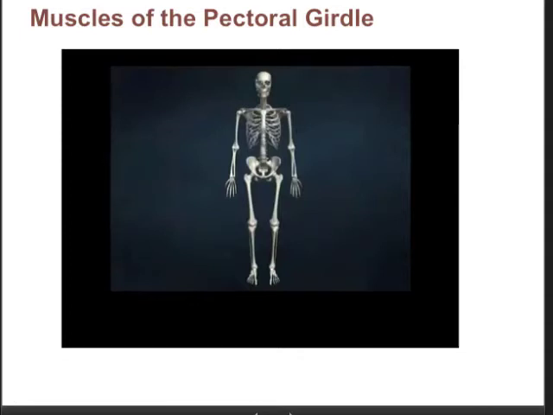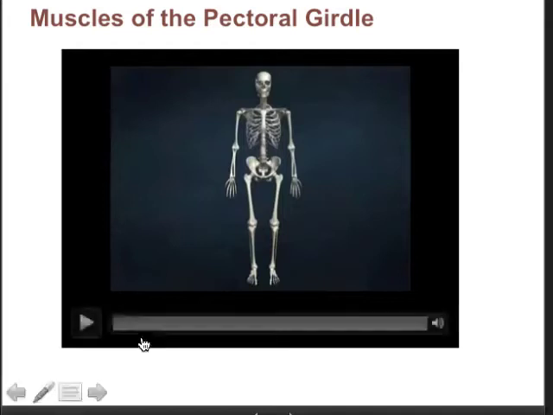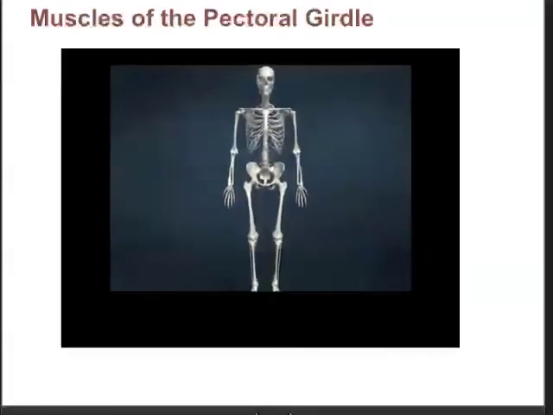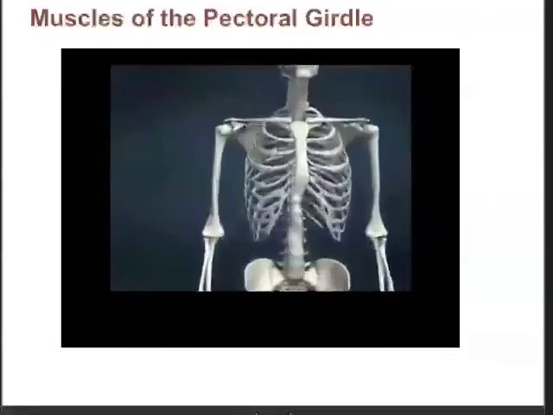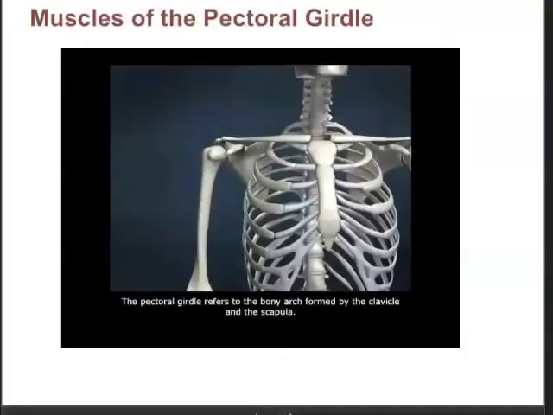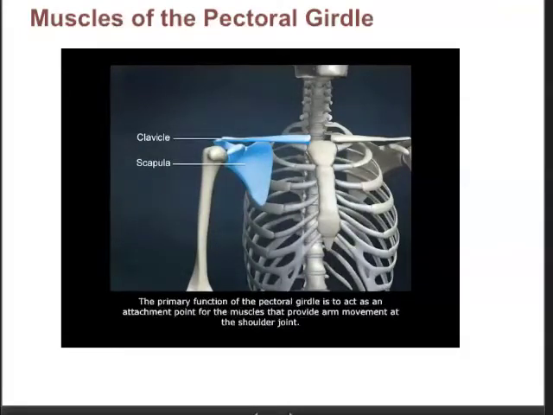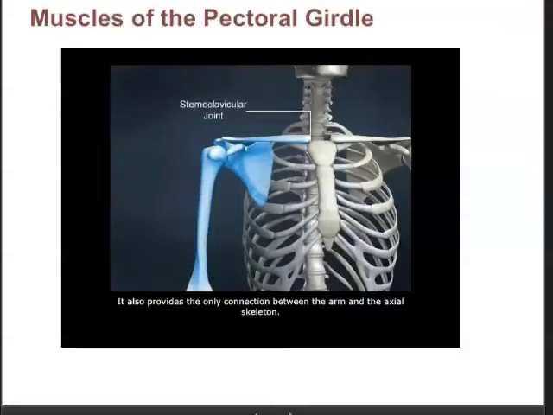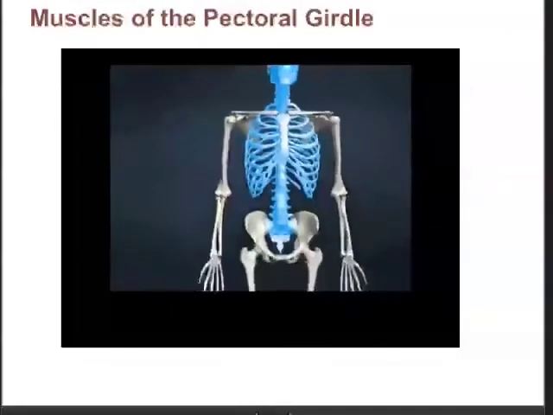Here we can see a little bit more detail about the muscles that move the pectoral girdle. The pectoral girdle refers to the bony arch formed by the clavicle and the scapula. The primary function of the pectoral girdle is to act as an attachment point for the muscles that provide arm movement at the shoulder joint. It also provides the only connection between the arm and the axial skeleton.